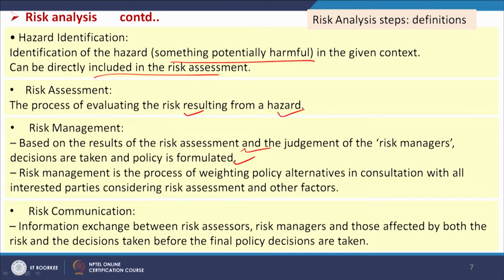And risk management is the process of weighing policy alternatives in consultation with all interested parties, considering risk assessment and other factors. So, we can correlate this with the formation of the standards of different pollutants in our environment. When some waste stream is entering into the environment, what will be the limit of different contaminants in it? That particular value we need to decide.